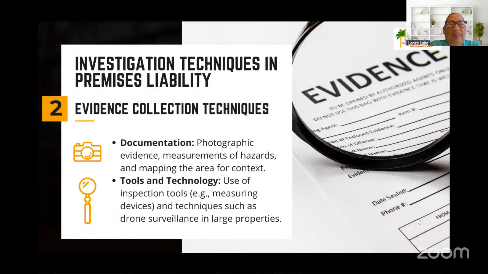And then mapping the area for context. So we would measure things and map out the area, and we would also measure the stairs.